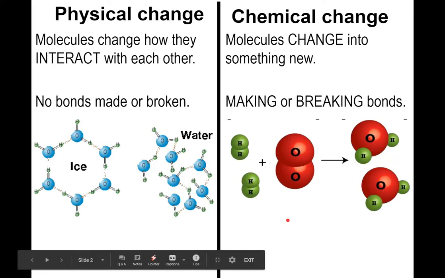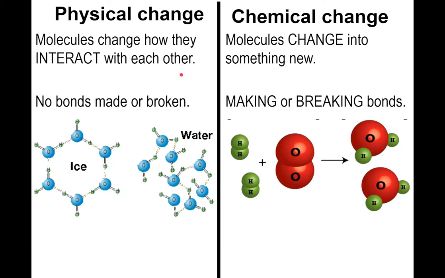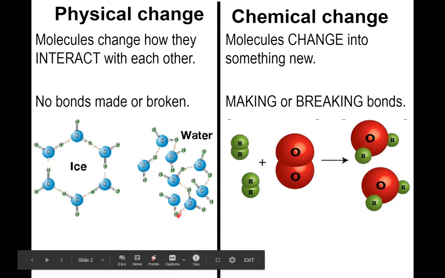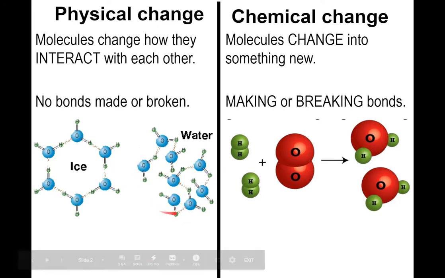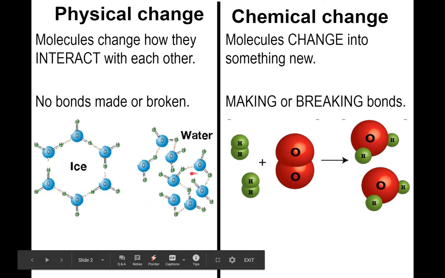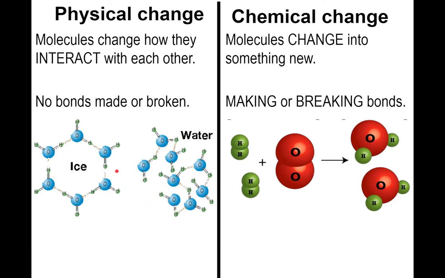So, physical change happens when molecules change how they interact with each other. So, no bonds are made or broken. As an example, the difference between ice and water. In ice, the water molecules just kind of go together in these little hexagons. They just relate to each other in a different way. When it's liquid water, the molecules are just bumping along past each other and wiggling around, and they're not locked into a certain shape. But they're not bonded, they're just lightly connected to each other because they have lower energy. So they go into this orientation.